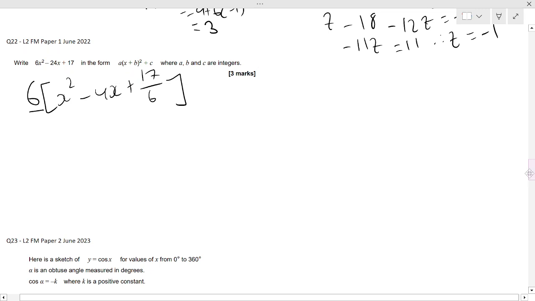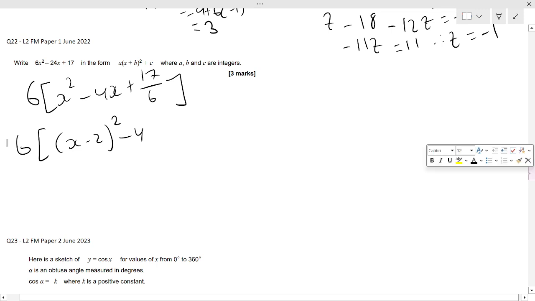Okay. Why are we doing this? Well, it makes it a lot easier to complete the square, because then we can complete the square in this middle bit here. So again, that's going to be 6 lots of, and then we can complete the square. So it's going to be x minus 2 all squared. And then we're going to minus the square of that. That's always minus, by the way. Minus 4, add 17 over 6.